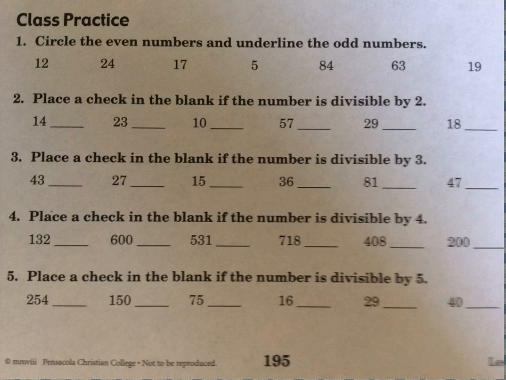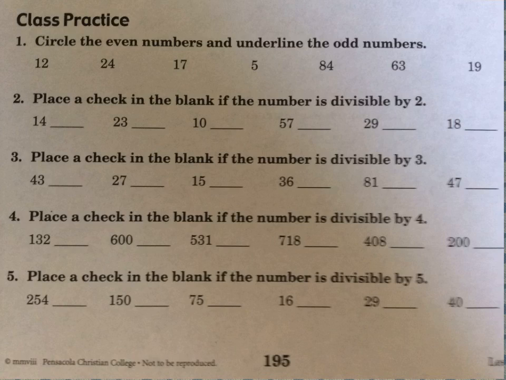All right, we'll go ahead and get started. That ends in a 2, so we'll circle it. That ends in a 4, we'll circle it. Ends in a 7, so we need to underline it. Ends in a 5, so we need to underline it. Ends in a 4, so we'll circle it. Ends in a 3, we'll underline it. Ends in a 9, we'll underline it.